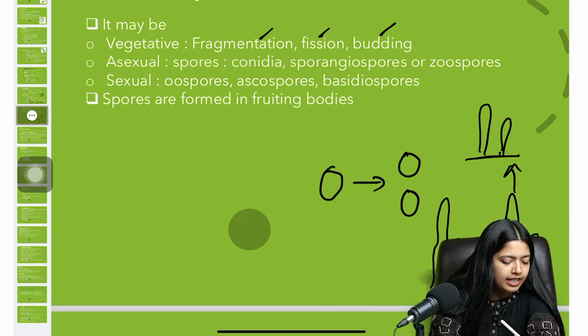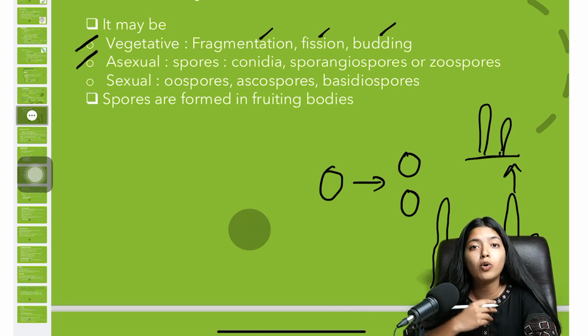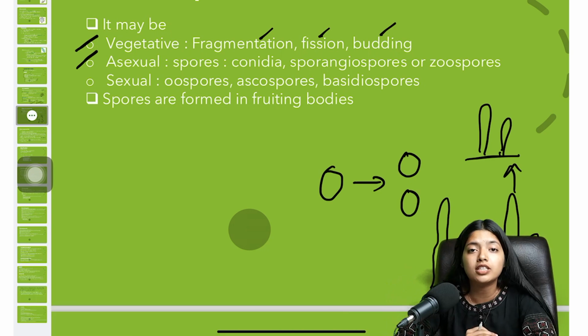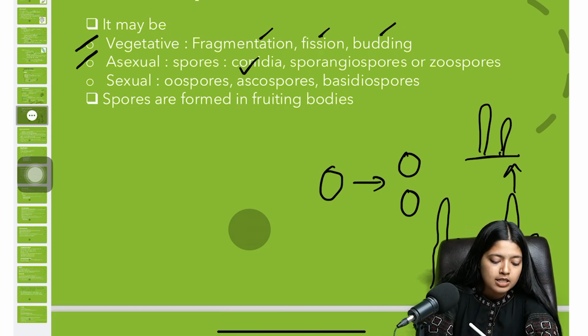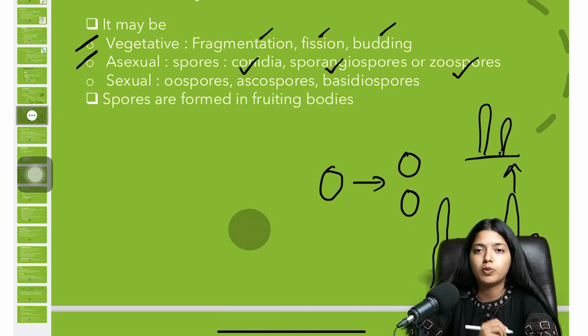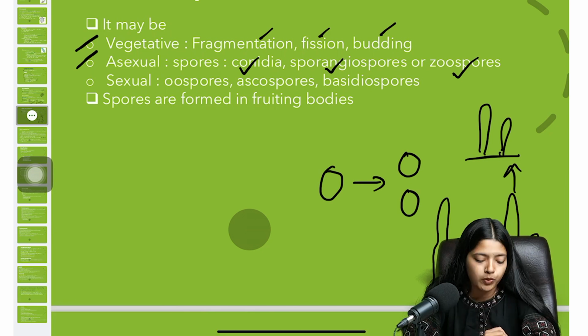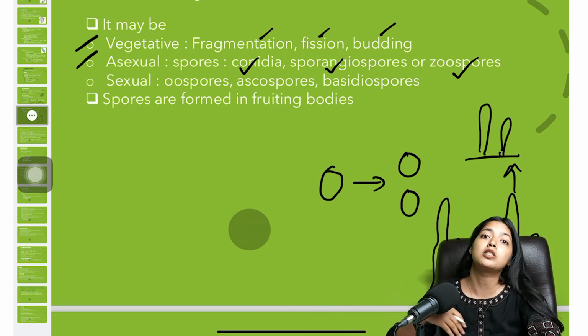Then asexual reproduction is by spore formation. A spore is a structure that helps in reproduction. There are three types of spores: conidiospores, sporangiospores and zoospores. Conidiospores are formed in conidia, sporangiospores are formed in sporangia.